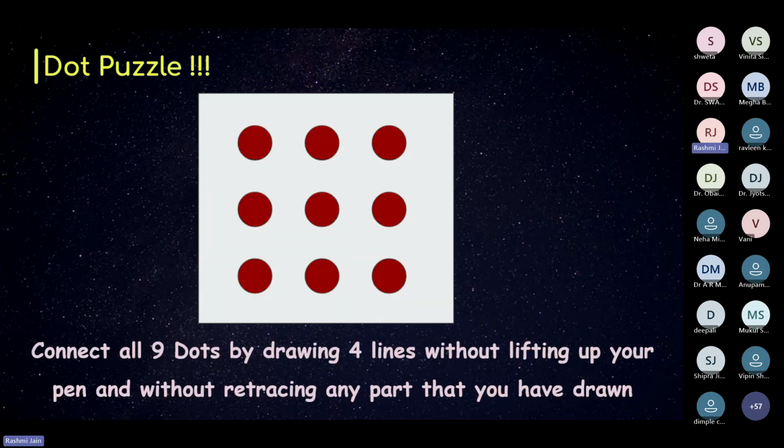So you have to connect all 9 dots by drawing 4 lines without lifting your pen and without retracing any part that you have drawn. So just take a break of 2 minutes. We'll connect back at 3:52. And before that, if you're able to solve it, just raise a hand.